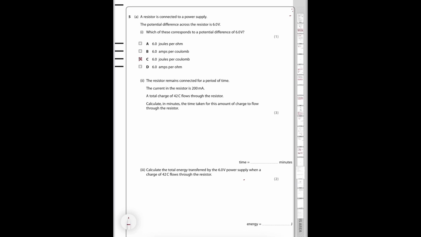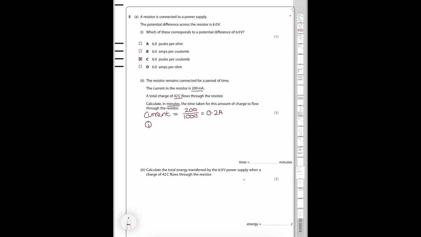The current in the resistor is 200 milliamps. A total charge of 42 coulombs flows through the resistor, and we have to calculate in minutes the time taken for this amount of charge to flow through the resistor. So, first of all, what we need to do is change the current from milliamps into amps. So we do that by having 200 milliamps divided by 1,000, which equals 0.2 amps.